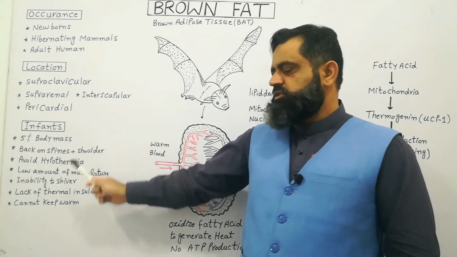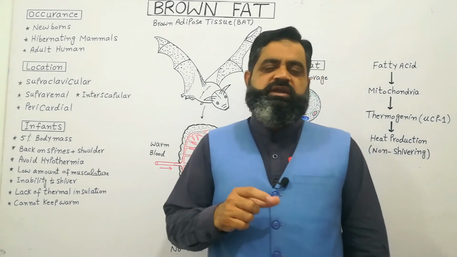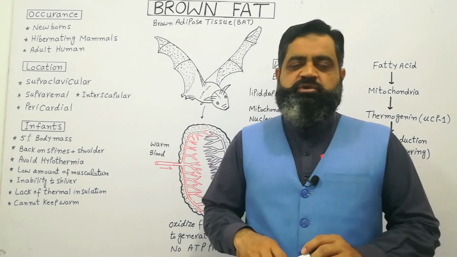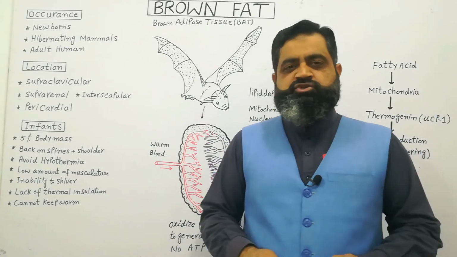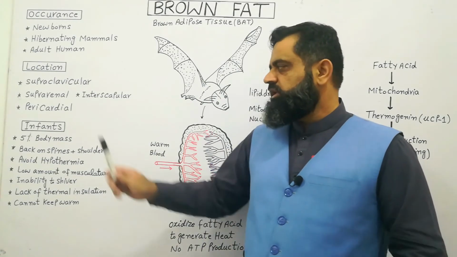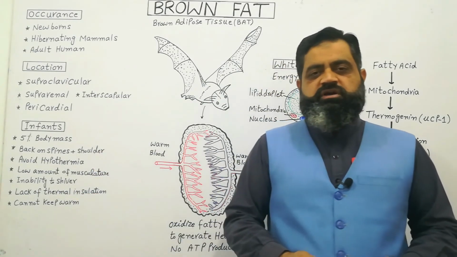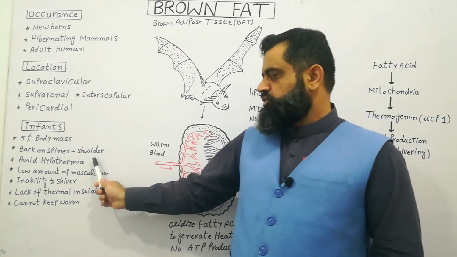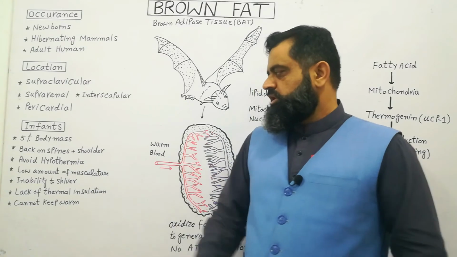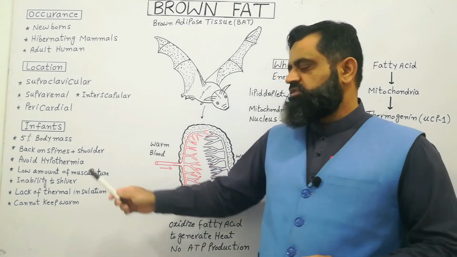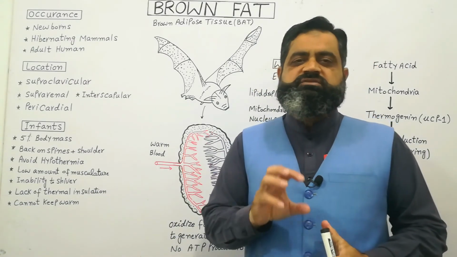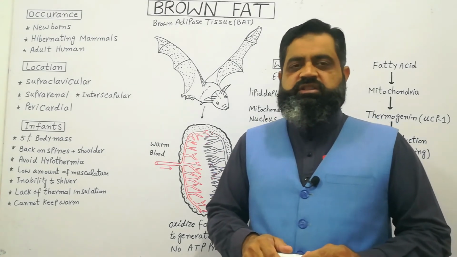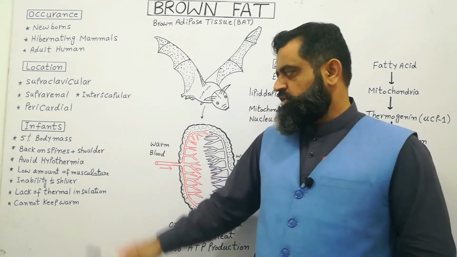The fat is present on the back, on the sides of the upper half of the vertebral column. It is also present under the shoulder near the scapula. This brown fat protects infants from hypothermia, from their bodies getting colder. This brown fat is also present because of the low amount of musculature, because the infant body has very few muscles which cannot generate enough heat. That is why they contain more brown fat.